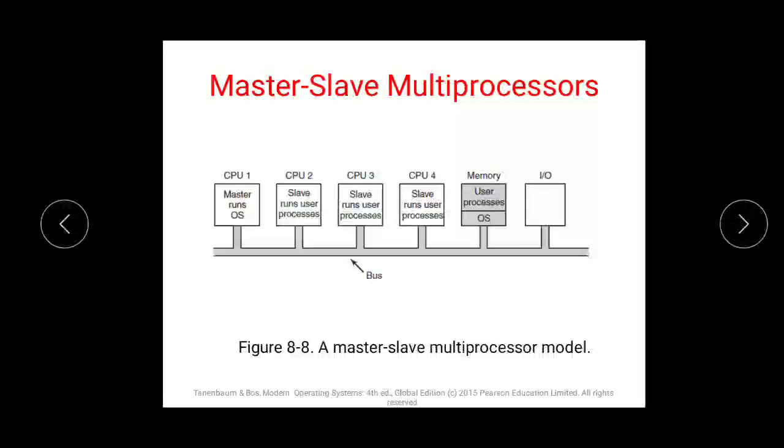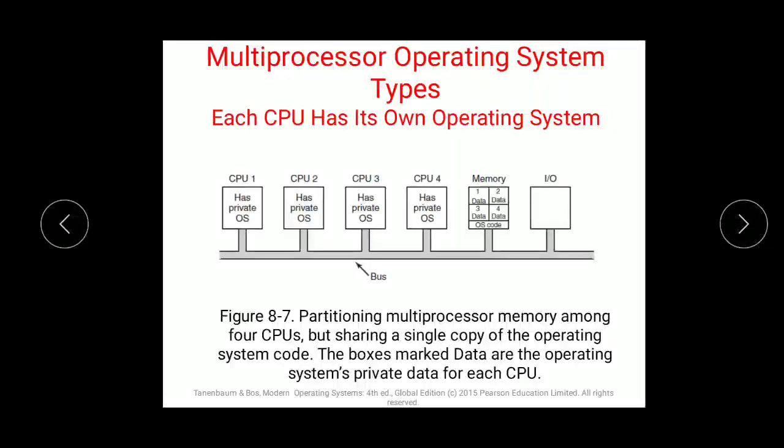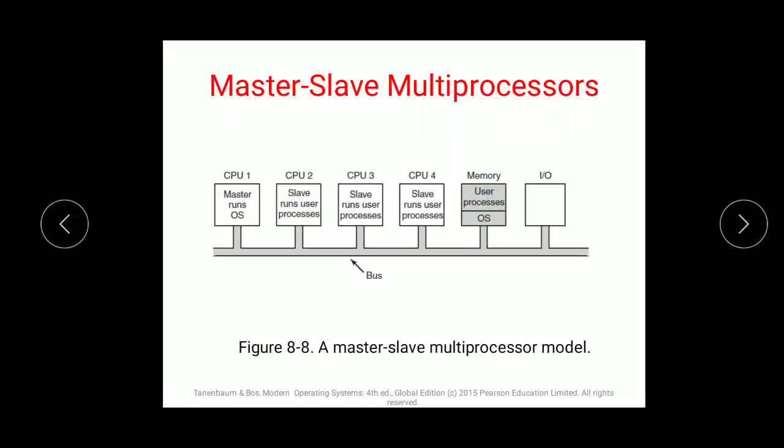So yesterday we had completed multiprocessor operating system types. The first one was each CPU has its own operating system. This was the first type. The second one is the master slave multiprocessor. When we talk about the master slave multiprocessor, what does it mean? First of all, master means who is running at the first, and slaves are those who are working under that person. So this is the concept.